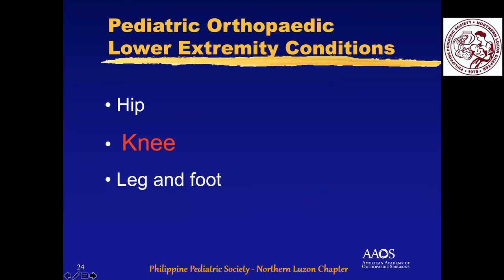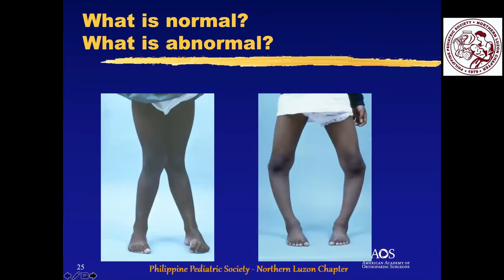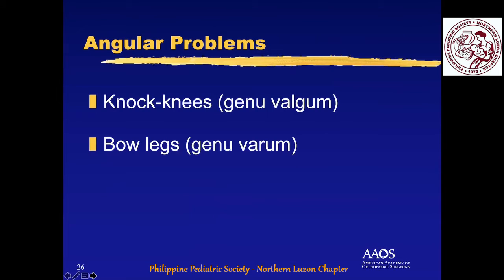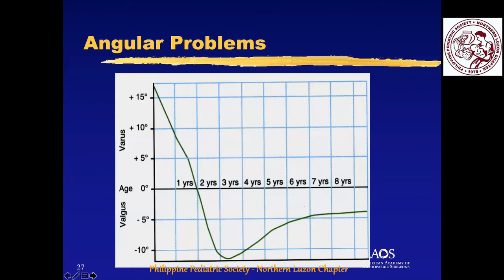So second, we go to the knee disorders. In the knee disorders, it's important for us to try to note what is normal and what is abnormal. And for us to be able to recognize this, we see what are the two most common conditions that we're asked to look at. Usually we're asked to look at patients with either knock-kneed or pikit, genu valgus, or patients who are bow-legged or sakang, or genu varus. But in order for us to understand this, we have to know and look at what the normal growth pattern of children are.